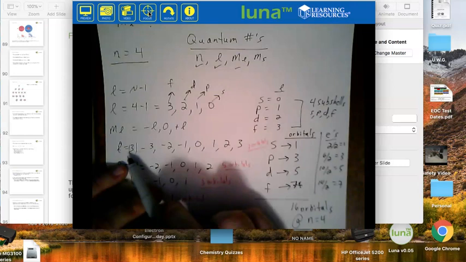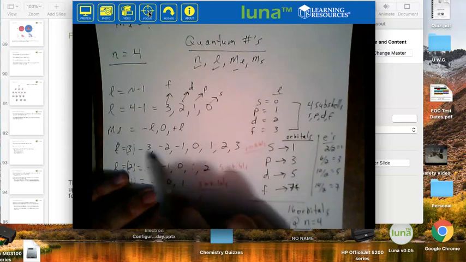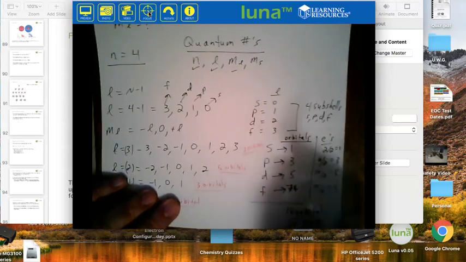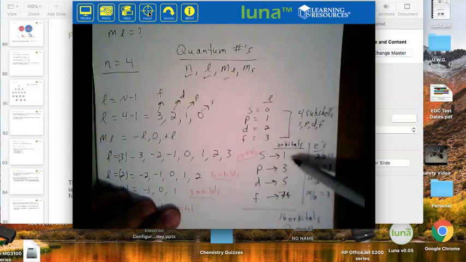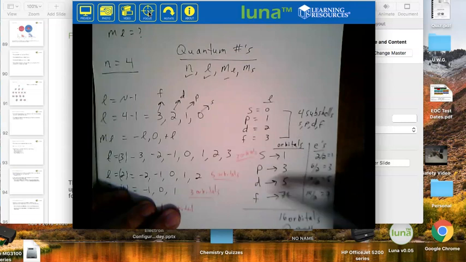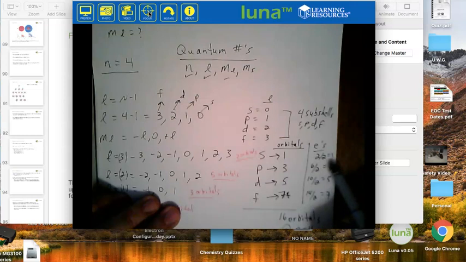L equal to 3. That's the F block. So we know there's 7 orbitals there, and there are 7 numbers here, representing 7 orbitals. And so I drew that out here. So we know the S has 1 orbital, P has 3, D has 5, and F has 7. How do we get that? If we look at the total number of electrons in the S subshell on the color-coded periodic table, 2 divided by 2 is 1, 6 divided by 2 is 3, 10 divided by 2 is 5, 14 divided by 2 is 7.